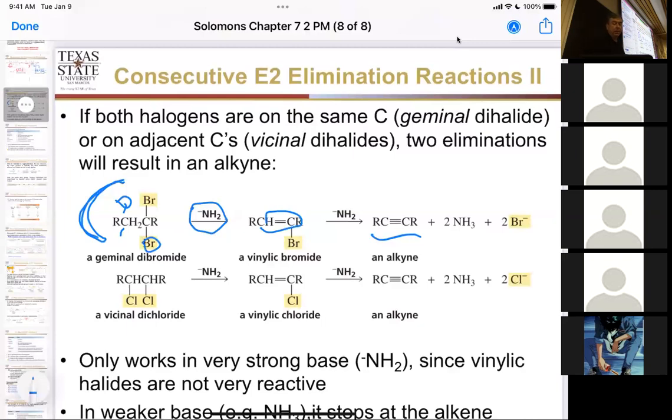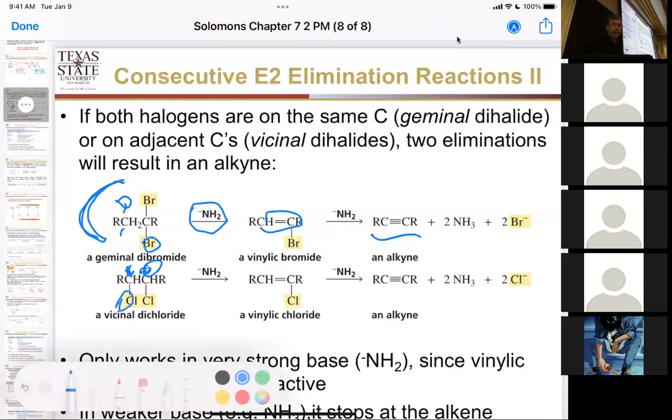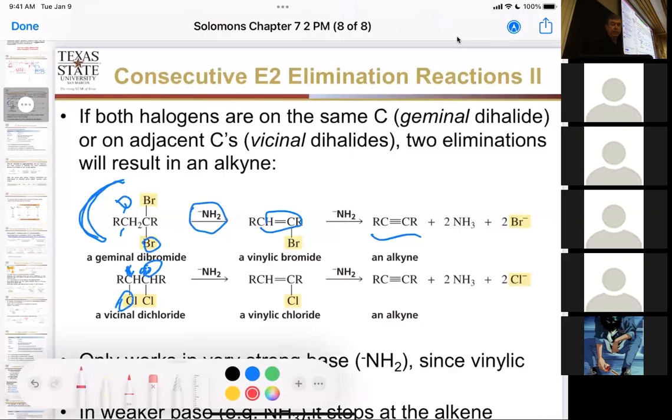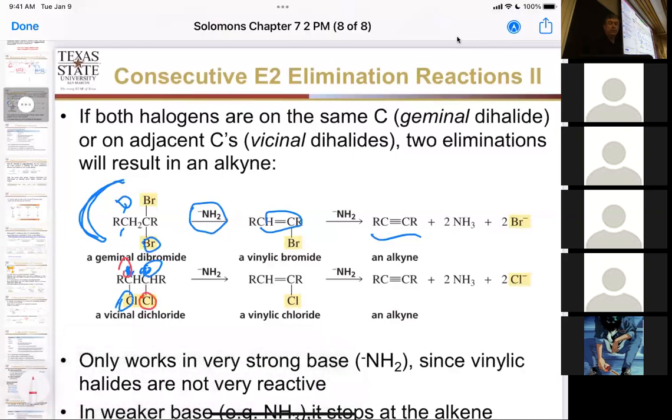Okay, but they don't have to be on the same carbon. They can actually be next to each other. Next to each other is called a vicinal dihalide, okay? In that case, we're going to take the hydrogen from this side and the chlorine from this side. And then on the second equivalent, we're going to take the chlorine from this side and the hydrogen from this side, giving us our triple bond. So we've gone from making double bonds to making triple bonds. We just have to have the right amount of the halogens to do it.